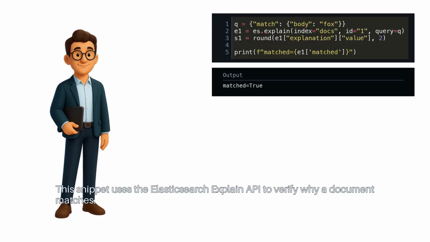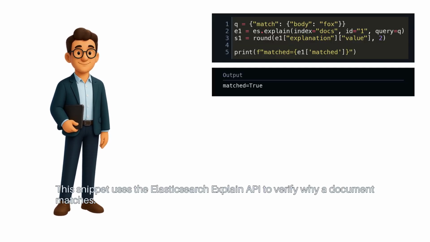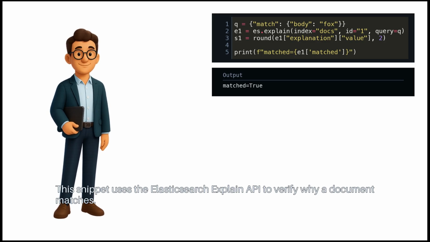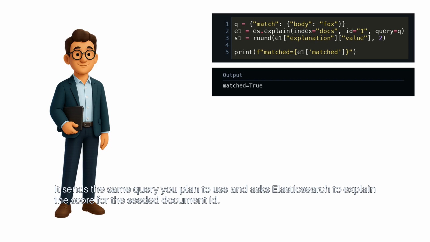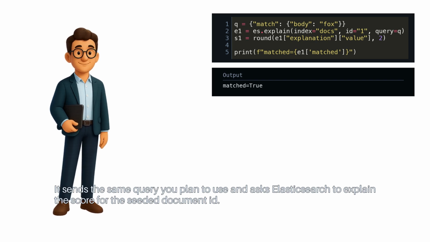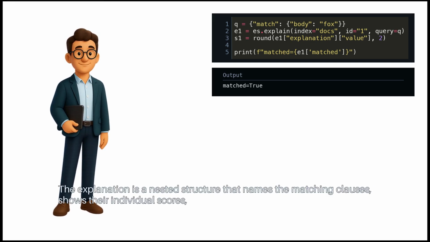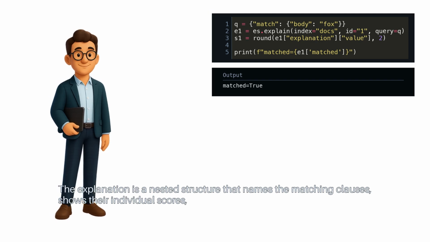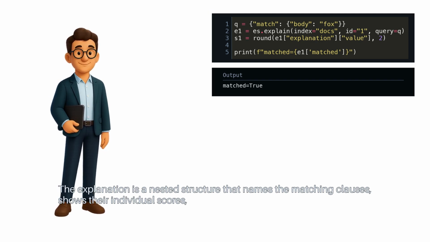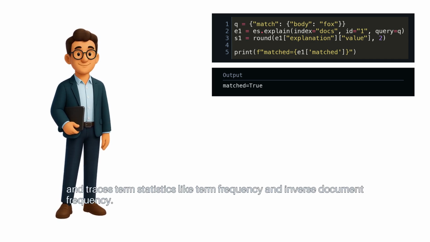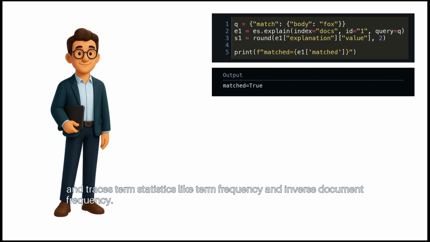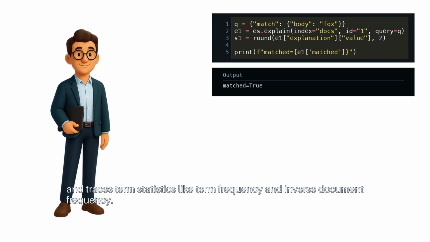This snippet uses the Elasticsearch Explain API to verify why a document matches. It sends the same query you plan to use and asks Elasticsearch to explain the score for the seeded document ID. The explanation is a nested structure that names the matching clauses, shows their individual scores, and traces term statistics like term frequency and inverse document frequency.